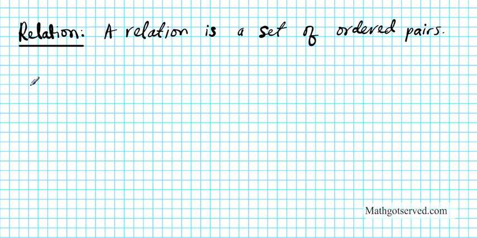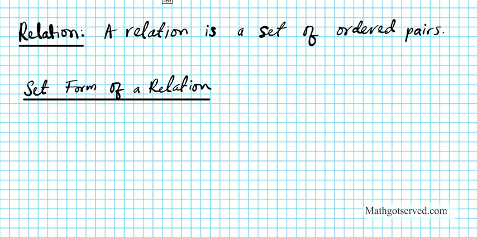The set form of a relation. All right, the set form of a relation can be given as follows. I'm just going to give you an example of a set form of a relation. Example: it is something such as this. You have a squiggly bracket to open the set of ordered pairs. (1, 3), that's the first ordered pair, comma, (2, 3), that's the second ordered pair. Okay? So this is the set form of a relation.